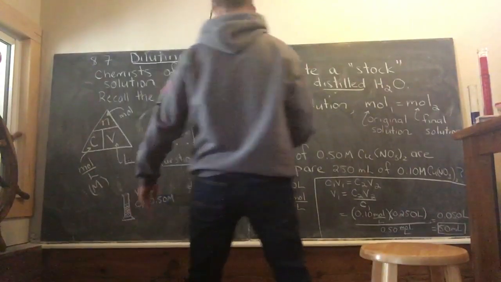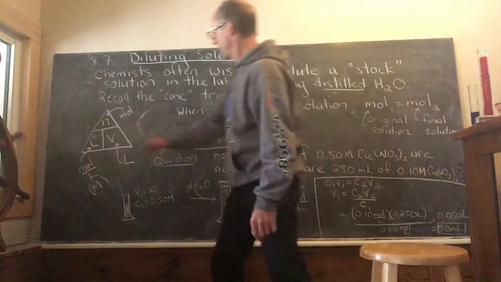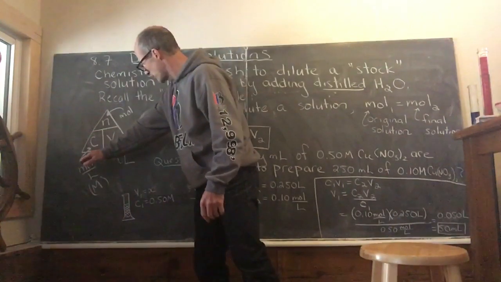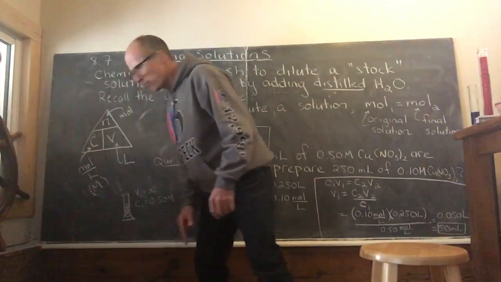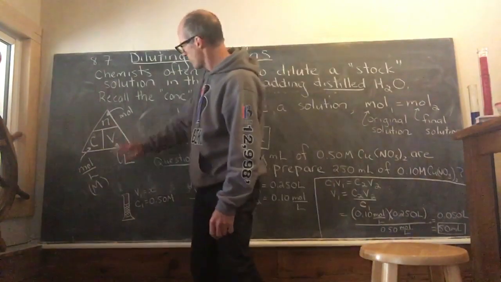We have our concentration triangle. Remember, n is moles. That's on the top. And C is concentration in moles per liter. Remember, that's molarity. We will use big M quite a bit. And volume is in liters.